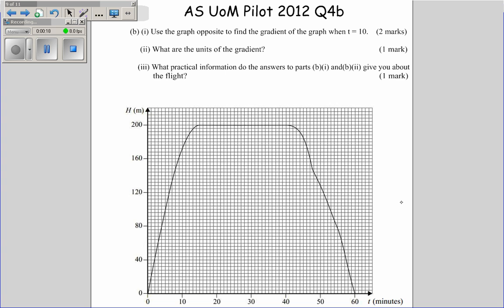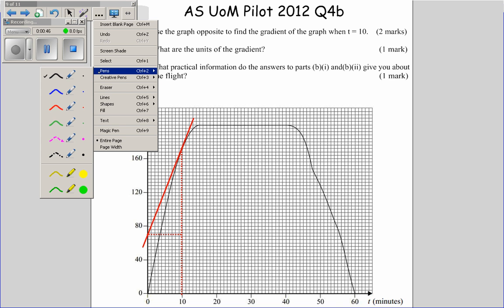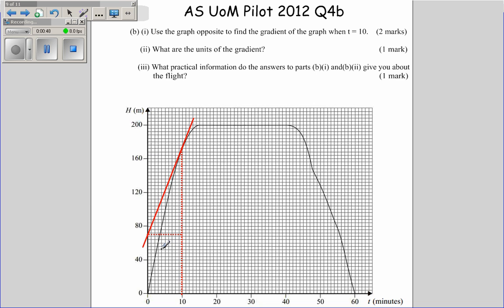So first thing we need to do is draw a tangent at 10. So going up from 10, let's draw a line up from 10 so we see where we are, and then draw a tangent there. There's our tangent. What would be nice to do here is draw a triangle so we can try and work out the slope and hence calculate the gradient of that line. So we know it's going to be 10 across here. It's gone from 0 to 10.